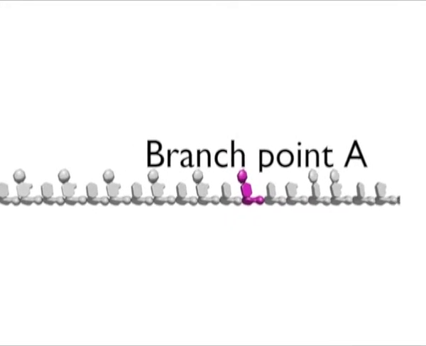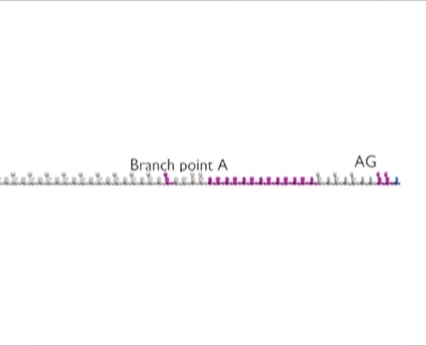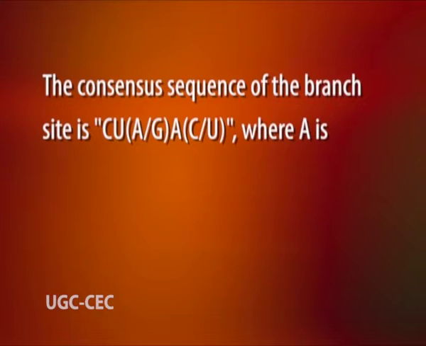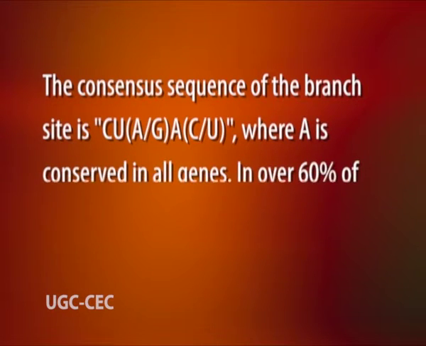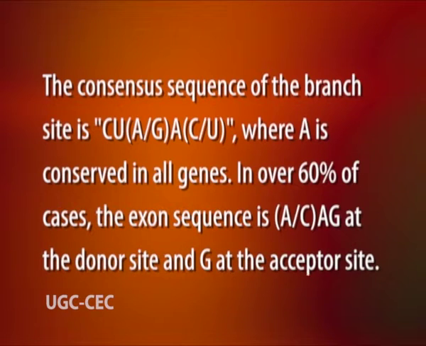Another important sequence is called the branch site, located 20 to 50 bases upstream of the acceptor site. The consensus sequence of the branch site is CU, A or G, A, C or U, where A is conserved in all the genes. In over 60% of the cases, the exon sequence is A or C, AG at the donor site and G at the acceptor site.